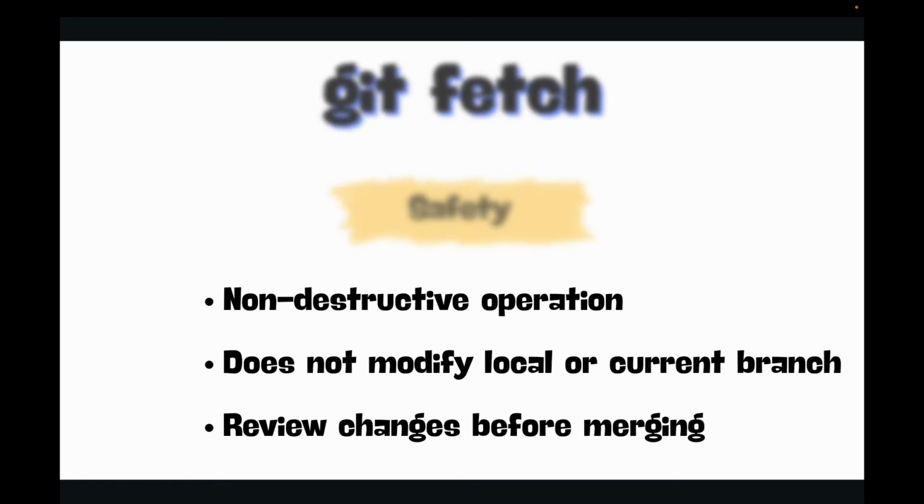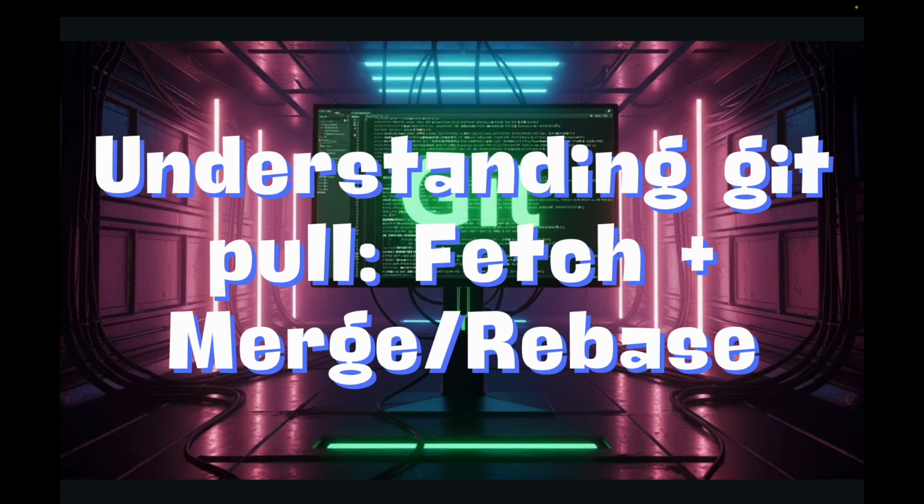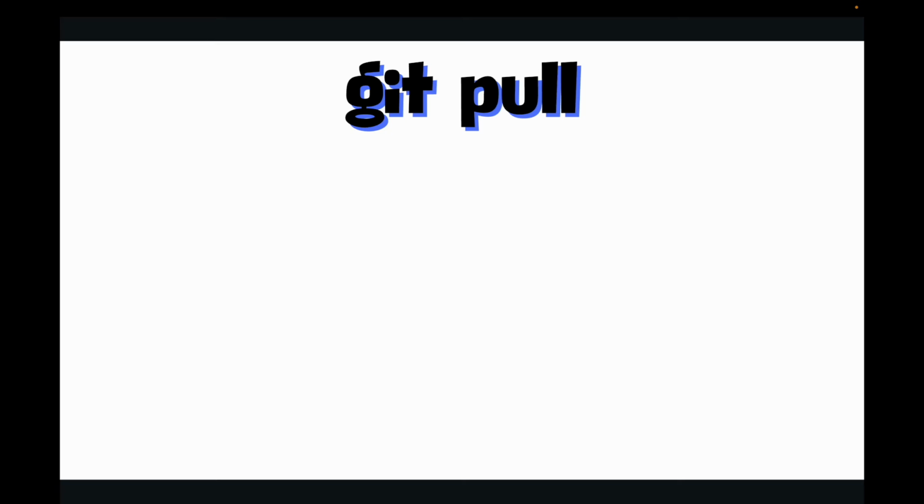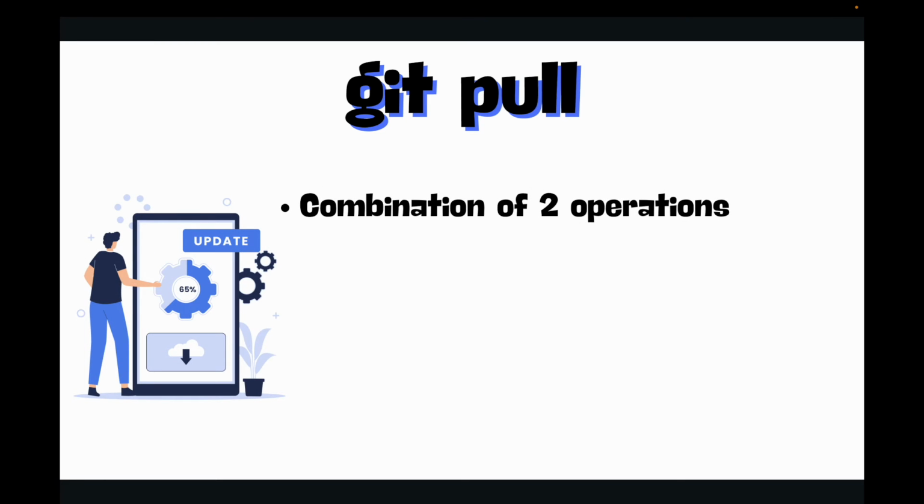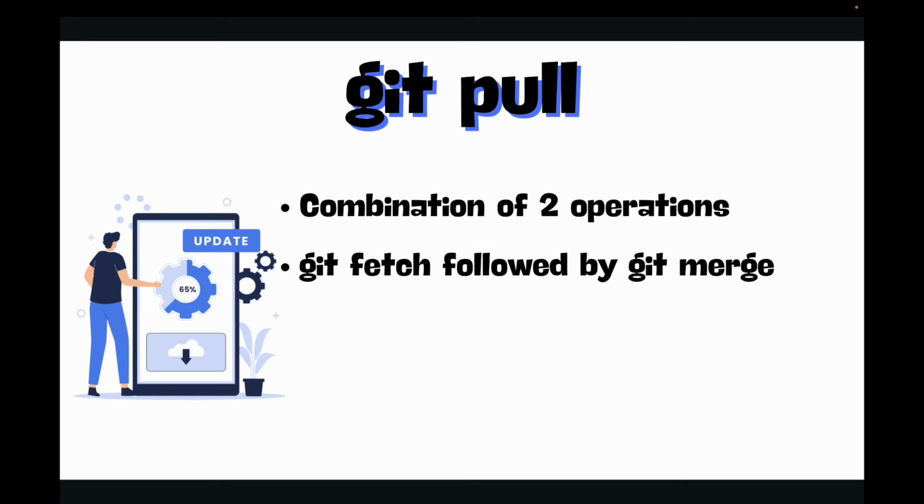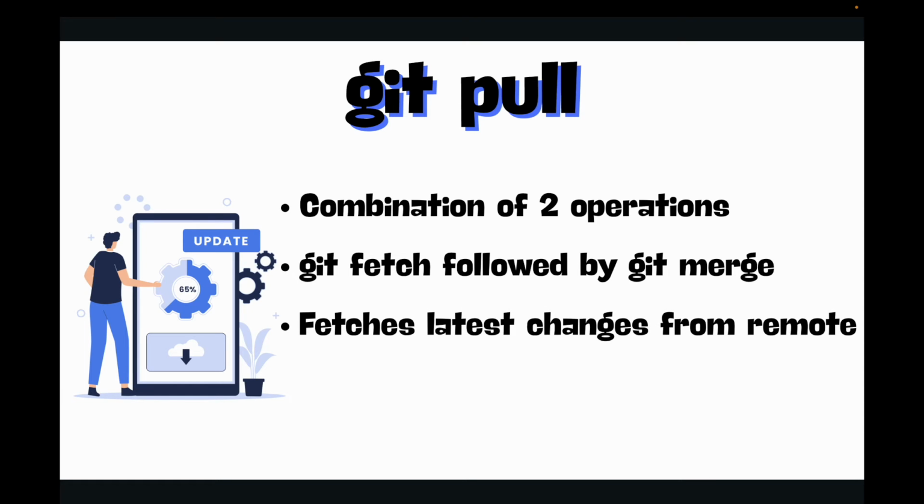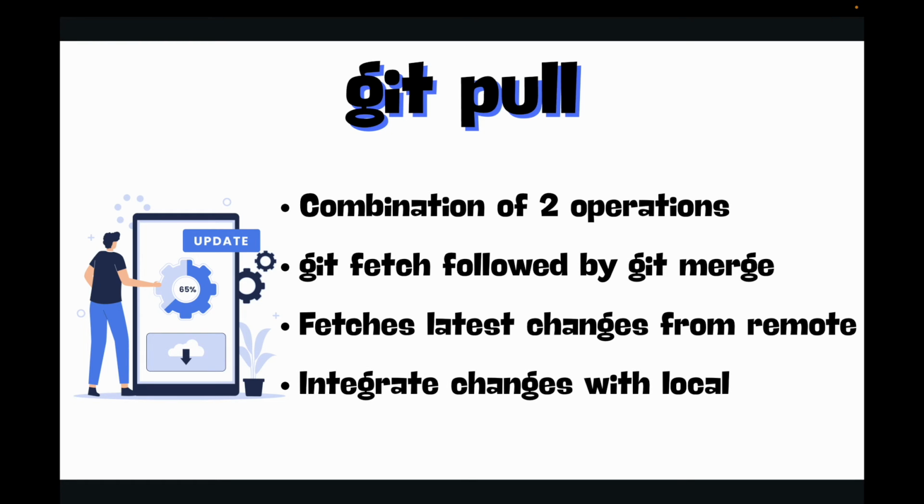Now let's talk about the next command, which is your git pull command. This is the command you will likely use most often for getting your updates. Git pull is essentially a combination of two operations: your git fetch followed by your git merge or git rebase. When you run git pull, Git will first fetch the latest changes from the remote, and then it attempts to integrate those changes in your current local repository.